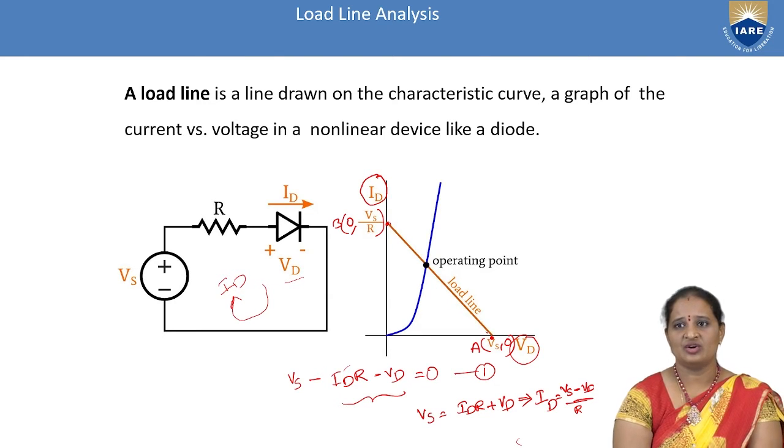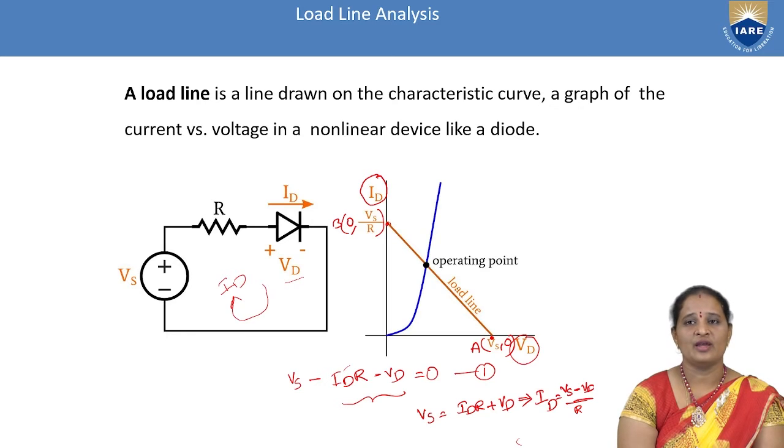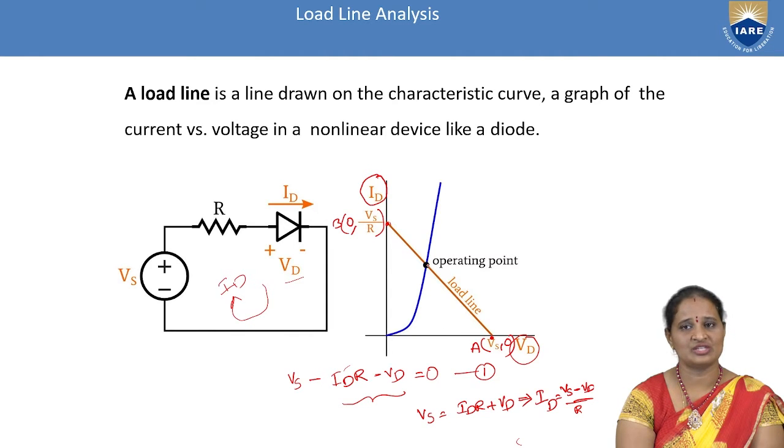This straight line, which joins point A and point B and is extended onto the VI characteristic curve of the PN junction diode, is said to be the load line. The straight line drawn on the voltage versus current characteristics of a nonlinear device, here a PN junction diode, is known as the load line. When I draw a straight line onto the VI characteristic curve of the PN junction diode, it intersects the diode characteristics, and the point of intersection of the load line with the VI characteristic curve is said to be the operating point.